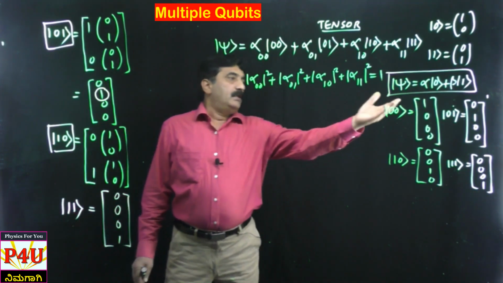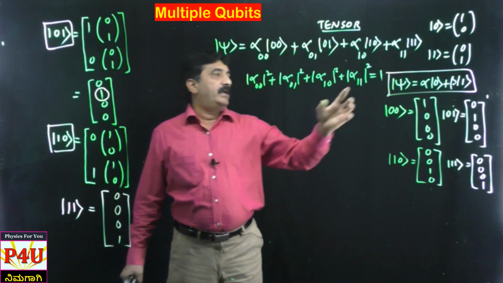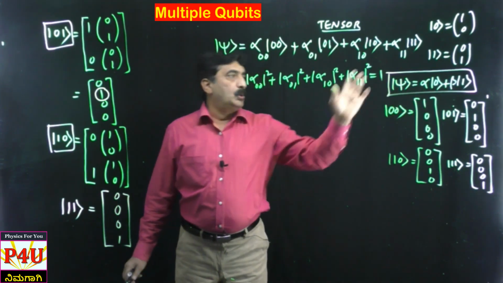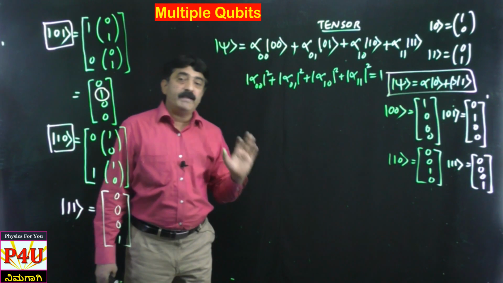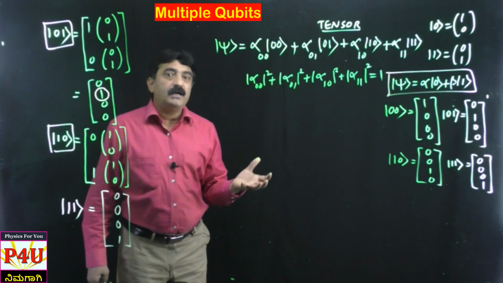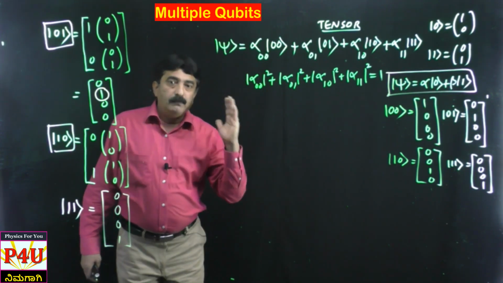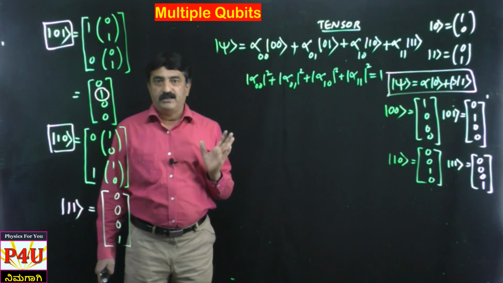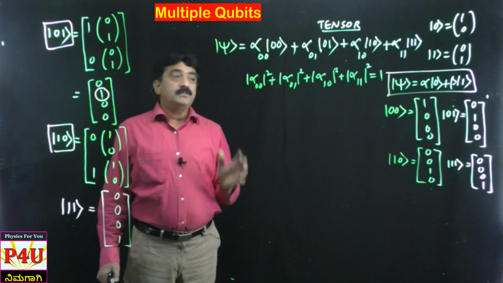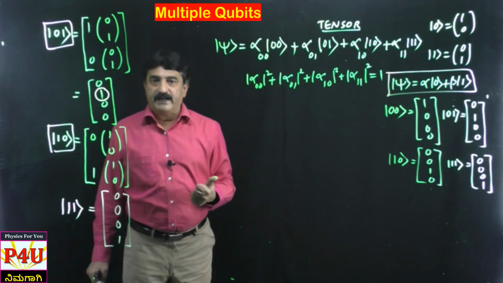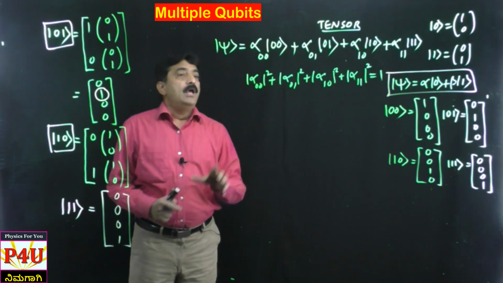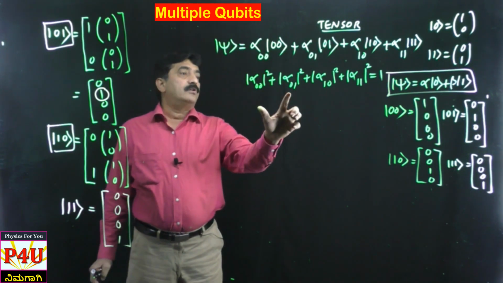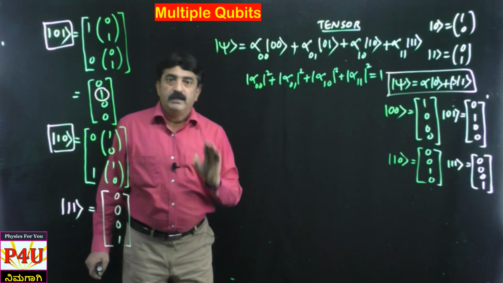Okay. In fact, in the previous video, we came to know that when alpha is 1 by root 2, beta is also 1 by root 2. That means the probability of finding the qubit in spin up state is 50%, spin down state also 50%. Okay, so equal probability. Suppose if you take equal probability here also, what might be the alpha 00, 01, 10, 11 values? Can you guess?